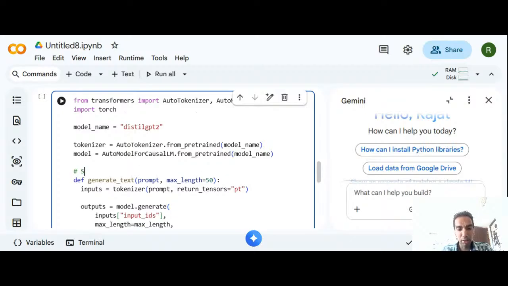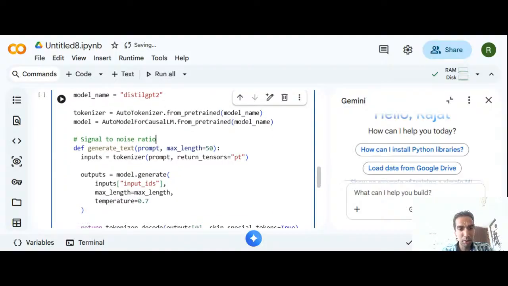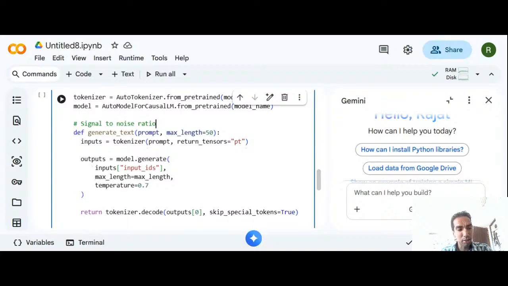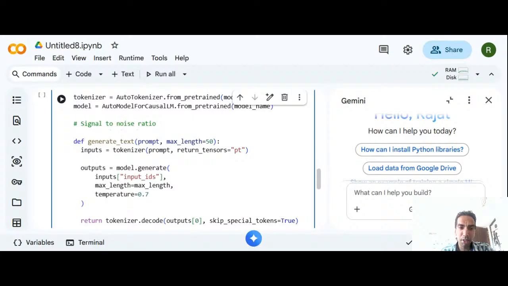So we saw context optimization also, right? Anybody remembers that from our workshop? The signal to noise ratio increases when temperature is lesser. Sorry, it increases when temperature is less, and it decreases when temperature is higher.